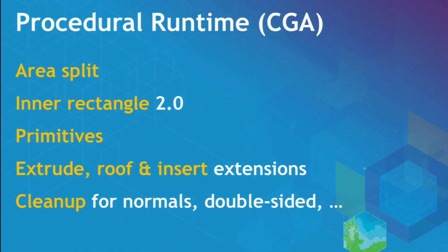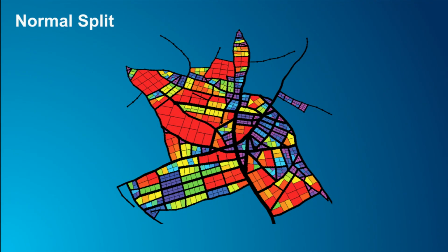The CGA continued to grow in its capabilities. CGA, computer generated architecture, is the language behind CityEngine. So we added new functions for splitting areas, new functions for inner rectangles, primitives, a variety of new abilities that didn't exist before. So we had a split ability where you could take a shape and split it along an axis, horizontally or vertically.